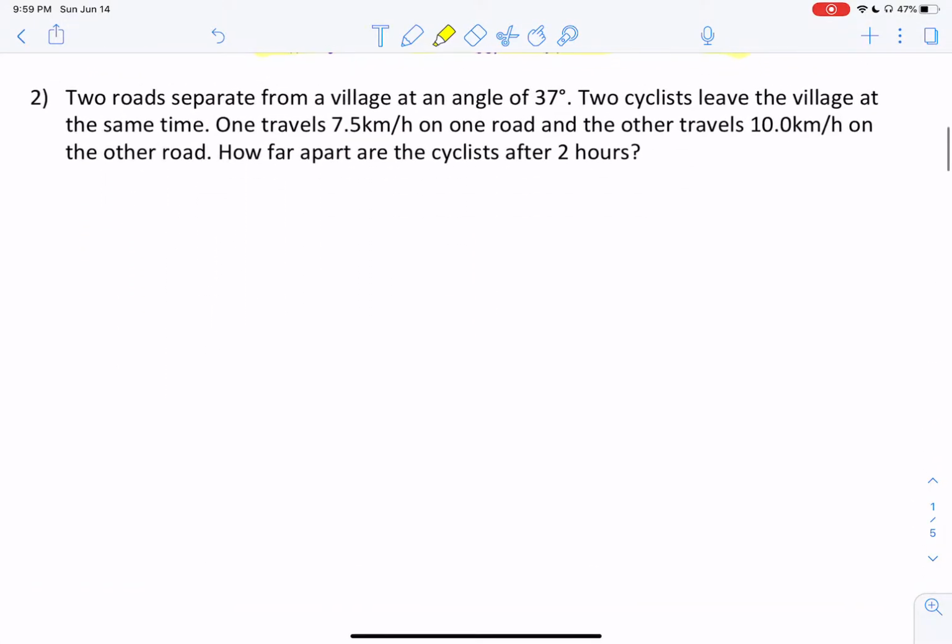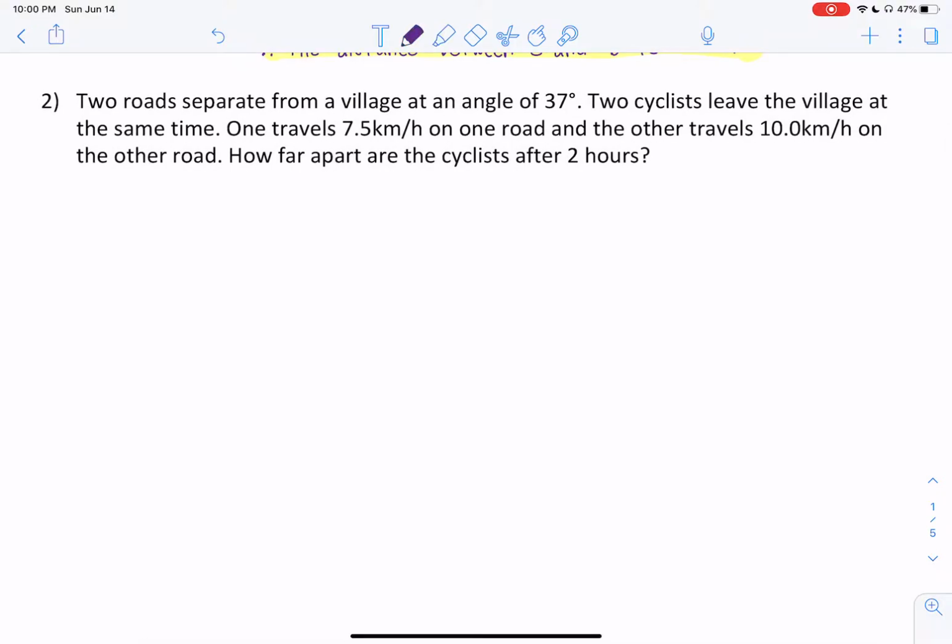So for number 2, two roads separate from a village at an angle of 37 degrees. Two cyclists leave the village at the same time. One travels 7.5 kilometers an hour, and one travels 10 kilometers per hour on the other road. How far apart are they after 2 hours? So no diagram is given, so we need to draw one.